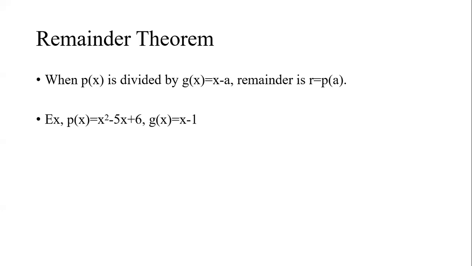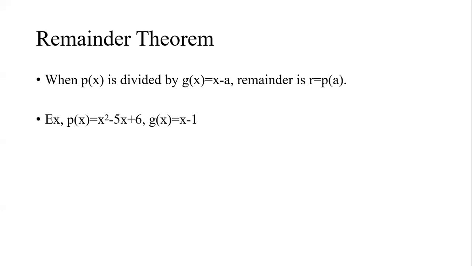So when p of x is divided by g of x, which is x minus a, the remainder is r equals p at a. What do we understand by this? So p of x is given to us as x square minus 5x plus 6 and g of x is x minus 1. Suppose somebody is asking us to calculate the remainder when this p of x is divided by g of x.